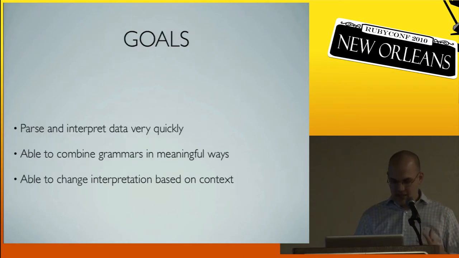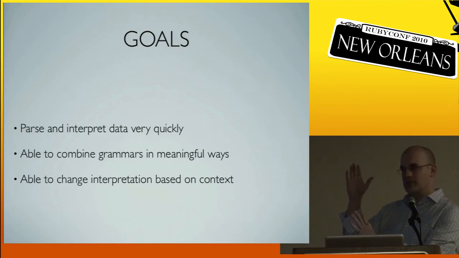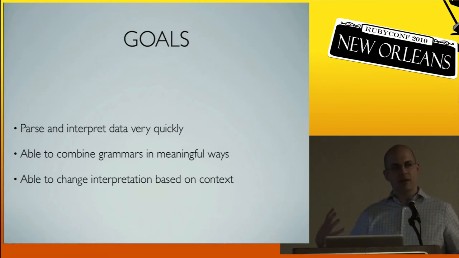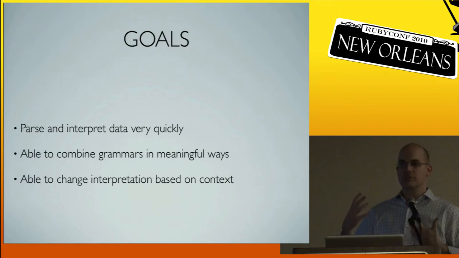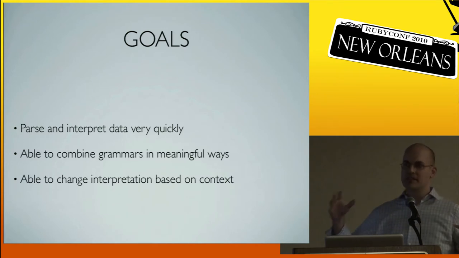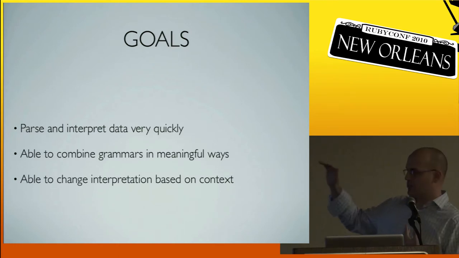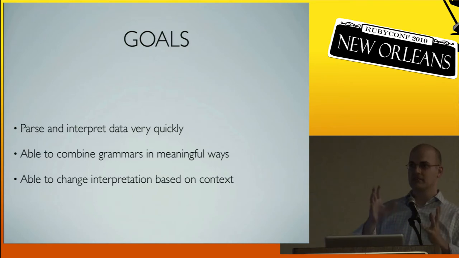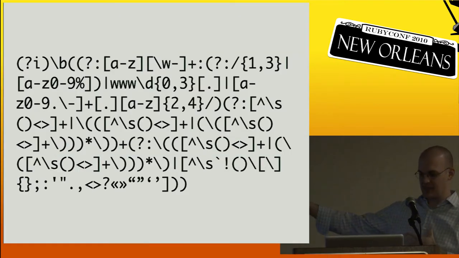So ideally, our goals when we're parsing this text is we want to be able to do all of this, right? We want to be able to take some text and parse it pretty quickly and efficiently, because we don't have a lot of time to spend parsing our text. And then we want to be able to take grammars and combine them in meaningful ways, depending on what I want to get out of that text. And we need to be able to interpret this text based on the context that we're in, based on our end goal for our program. Right, so these are the goals that I would describe for a really good text parsing slash interpreting tool. So let's head back to this.